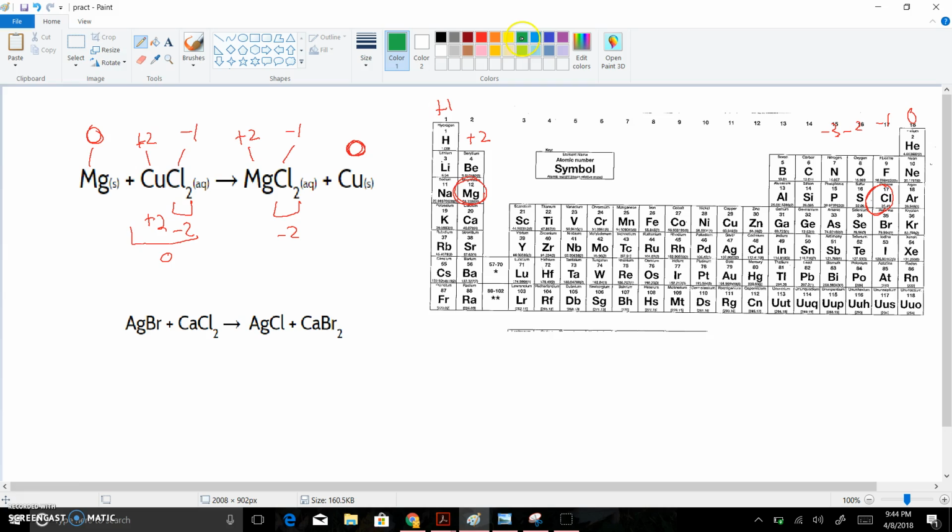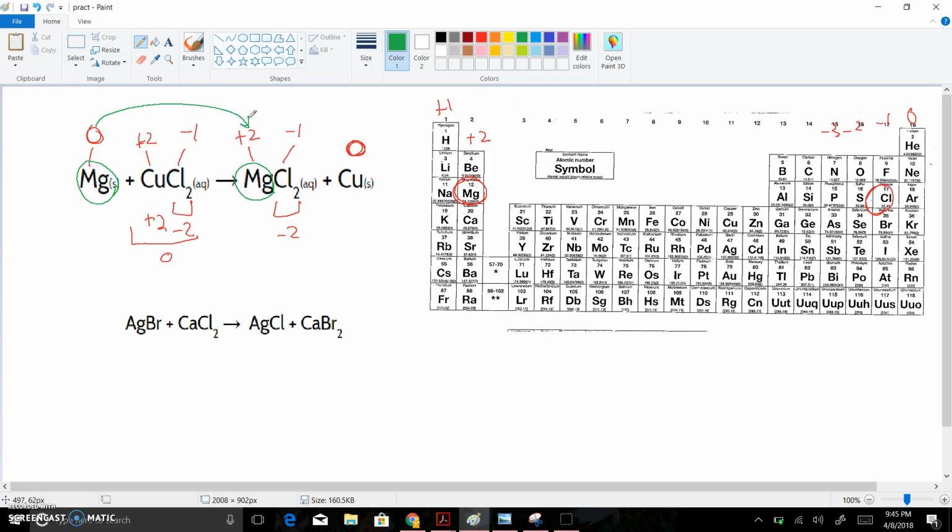So now what I want to do is actually track to see who lost electrons and who gained electrons. That means I want to see who's different from one side to the other. Like, check out magnesium. Magnesium here is a 0, but on the other side he's a +2. He has definitely changed. He's going to either be oxidized or reduced.